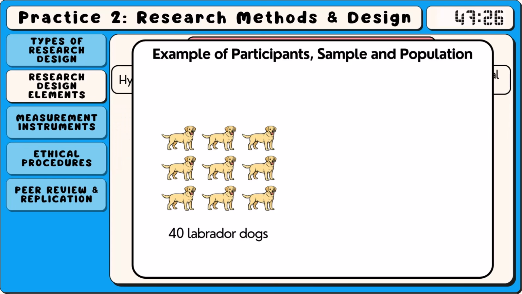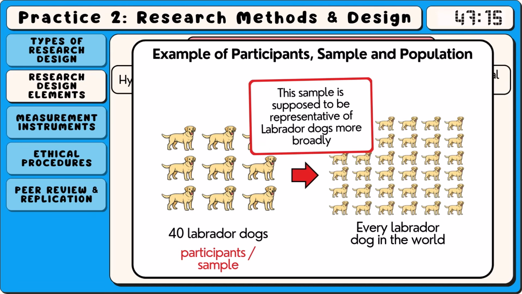For example, a researcher might look at how 40 Labrador dogs behave around squirrels. Those 40 dogs, who are the participants in the study, are known as the sample. But this sample is supposed to be representative of Labrador dogs more broadly, which the researchers want to know about. So the population that the study is trying to understand is Labrador dogs, of which there may be millions.